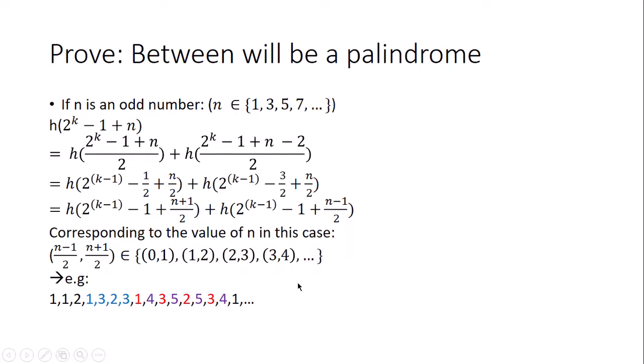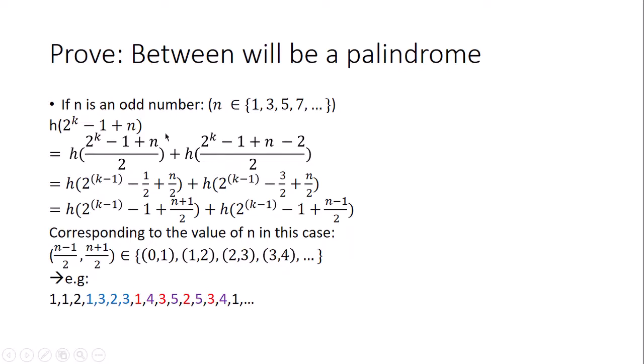Now for an odd number, it's a little bit more difficult, but really fascinating as well. So here n will belong to this set 1, 3, 5, 7, and continues like that. Because n is an odd number now, 2 power k minus 1 plus n will actually be an even number now. So the even number will be 2n plus 2, equal to n plus 1 plus n.